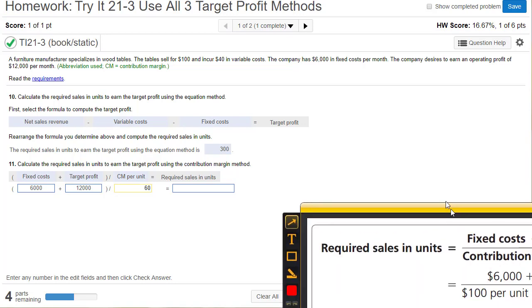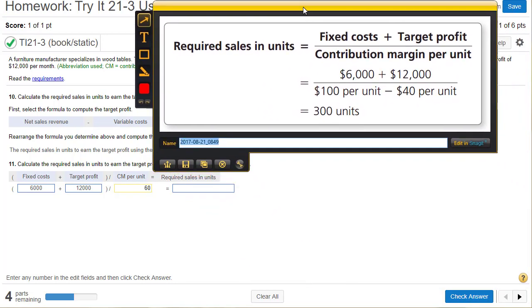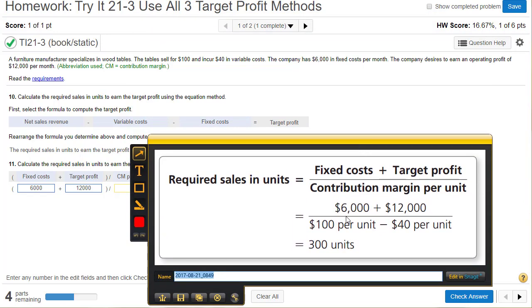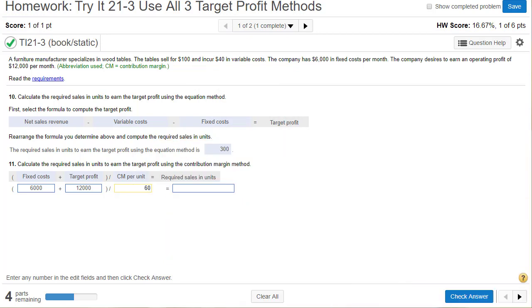So here is all the data broken out into all the steps. Notice the contribution margin per unit is on the bottom part, the divisor. So we've got $100 per unit, which came from here, minus $40 per unit, which came from here. So now we just need to do the math. So 18,000, we just added these two up, divided by 60, gives us this same answer, 300.